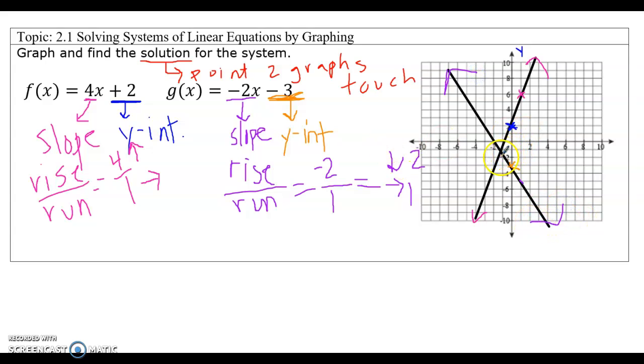Where they touch is going to be where my solution is. They touch somewhere around here, and since it's not exact, I'm just going to estimate it. It's about (-1, -1). I rounded to the nearest whole number. On the practice problems, it's going to be a whole number, but this one just wasn't. Okay, and that's basically it. Good luck.